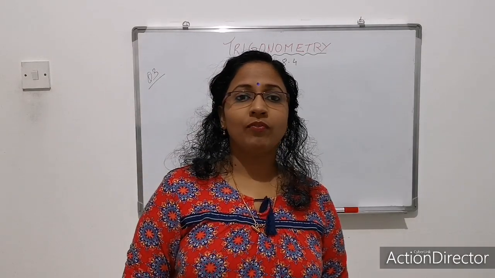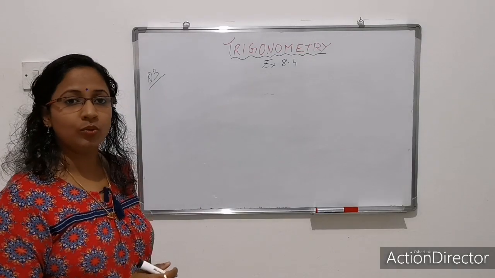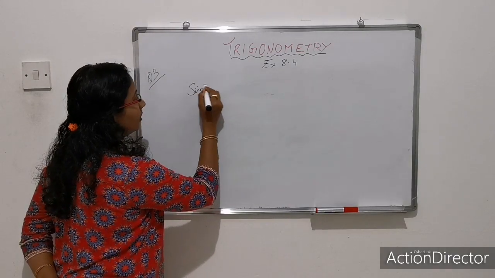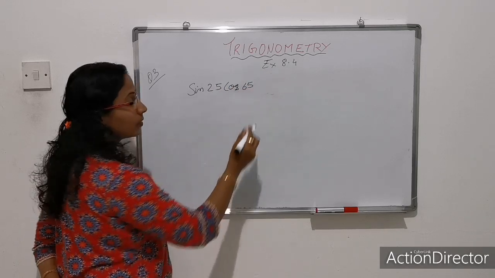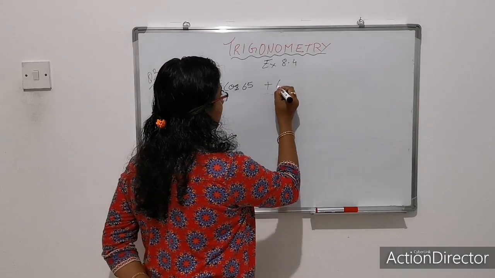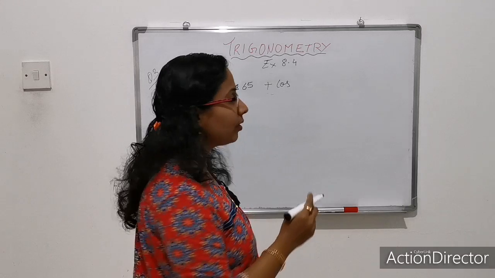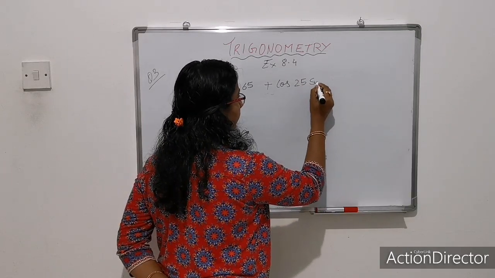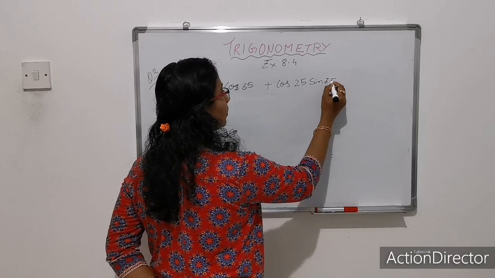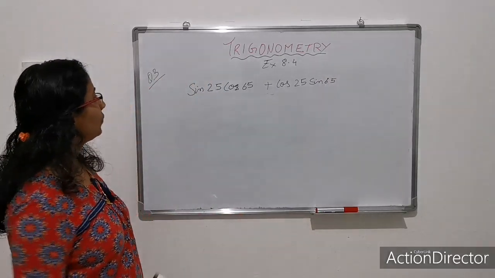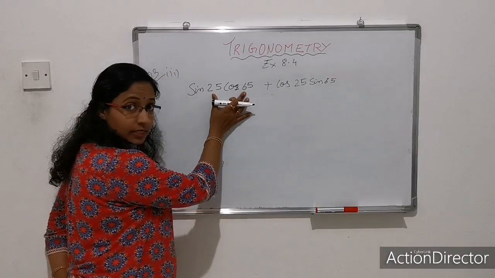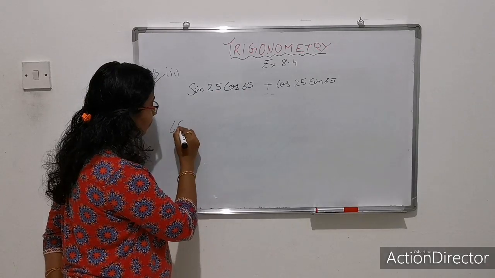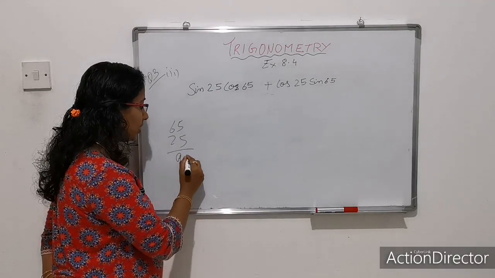Second part of question number 3 says sin 25 into cos 65 plus cos 25 into sin 65. Right? This is the second part. This is the question. As I said earlier, 25 plus 65 gives you 90.